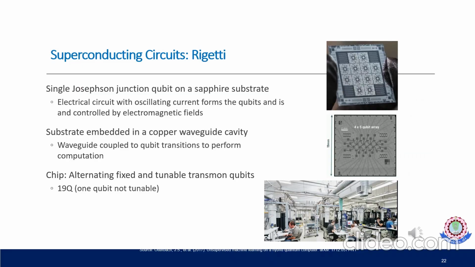In Rigetti's superconducting circuits, a Josephson junction qubit sits on a substrate. An electrical circuit with oscillating current forms the qubits and is controlled by electromagnetic fields. The substrate is embedded in a copper waveguide cavity, coupled to qubit transitions to perform computations. The chip alternates fixed and tunable transmon qubits.